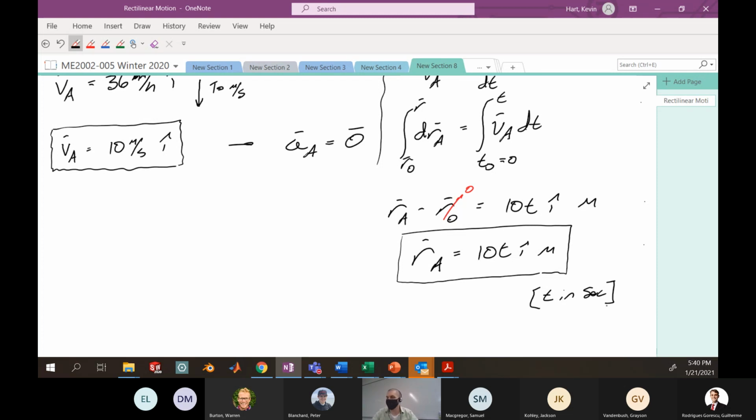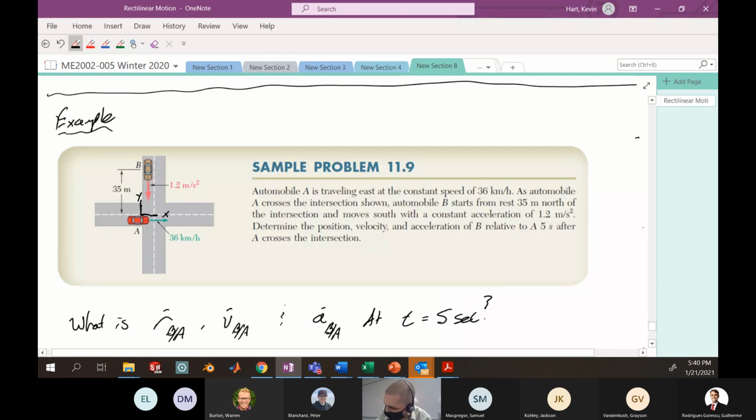This makes sense. If we're thinking about a global coordinate system and this object is moving to the right at a constant 10 meters per second, well, the position at any time t is just going to be the time times 10, in the i hat direction. So 10 seconds later, I'm over here at 100, if our velocity is constant. Makes sense. All right, moving on.